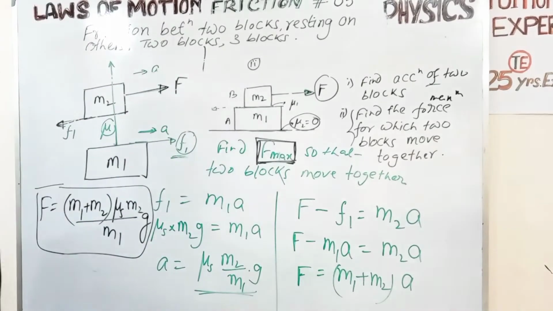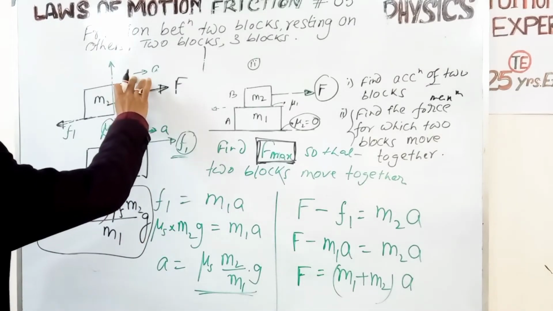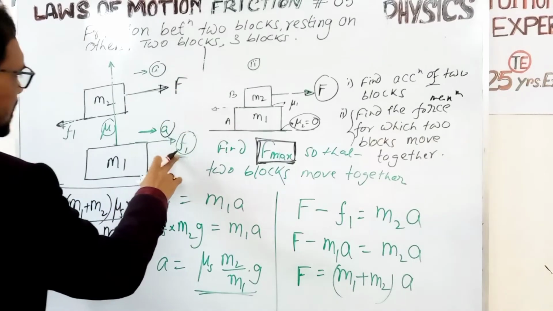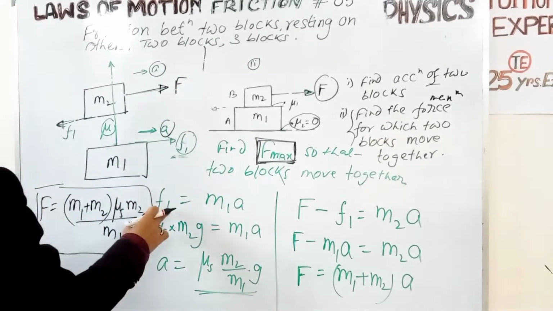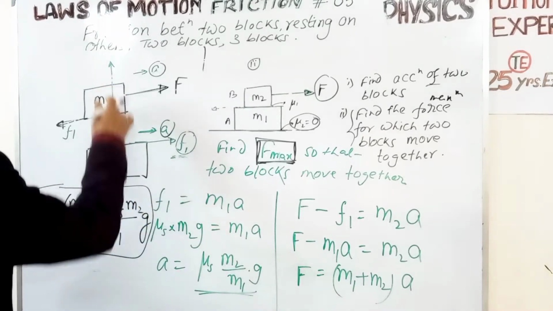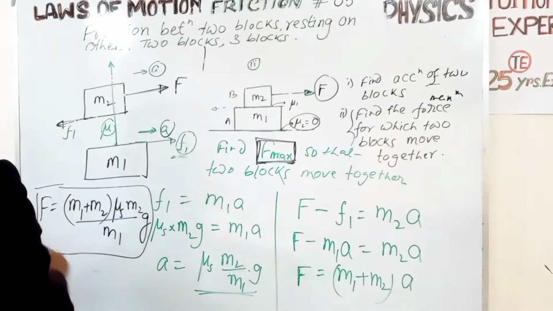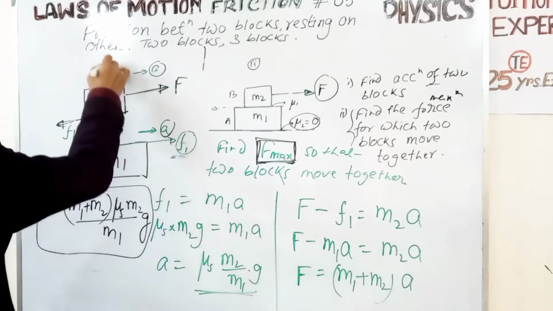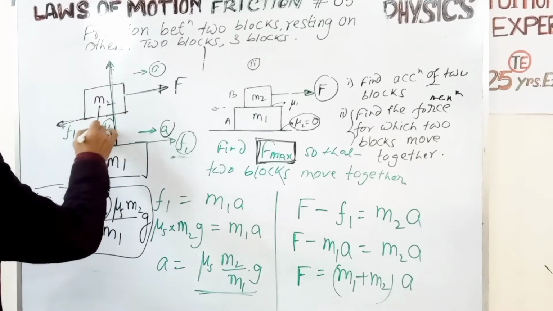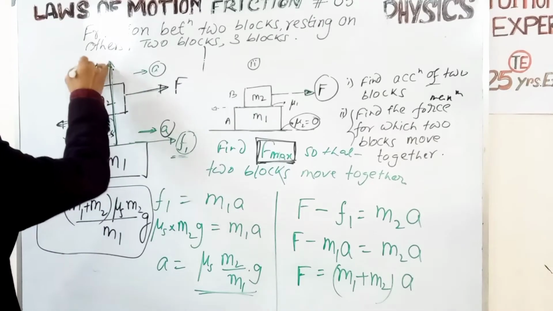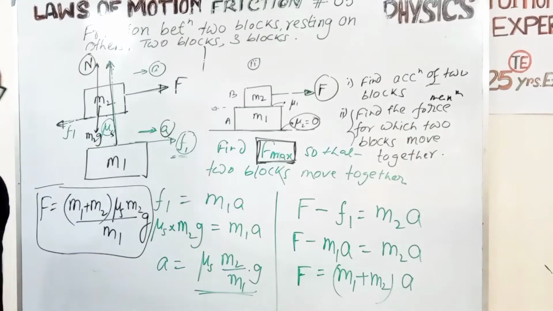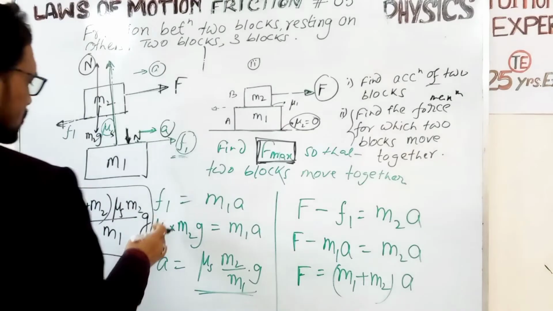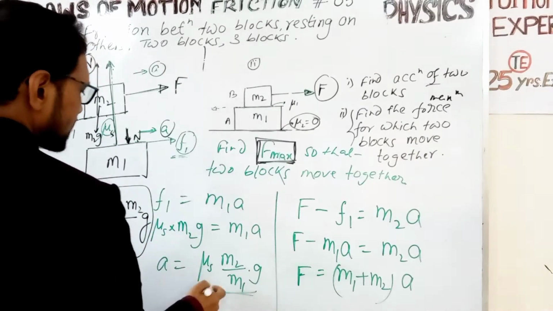Now write the equation of motion. Suppose the two blocks move together with acceleration a. Here the only force is F1, so F1 equals m1 a. Now what is the friction force? F1 equals mu into N, so with coefficient of friction mu s, it is mu s into N. N is the normal reaction acting on this body, which is m2 g. So mu into N equals this, and we get a equal to this.